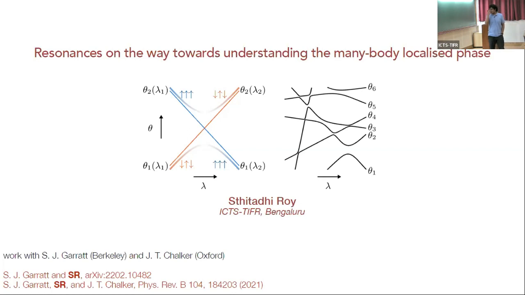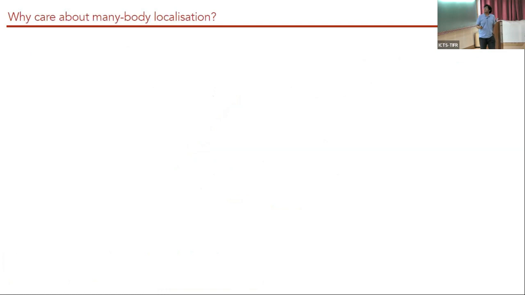Okay, so this is work done with Sam Garrett and John Chalker. Sam Garrett used to be John Chalker's PhD student, and now he has moved on to Berkeley, and we still work together. But before I get into this idea of resonances and the many-body localized phase and try to explain what essentially is the crux of a picture like this, let me say a few words about why we care about many-body localization.